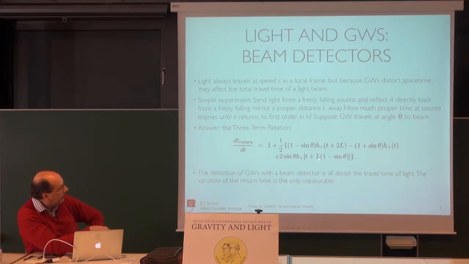It's L times, L is the path length of the light, the distance out to your reflector, and this is 1 minus sine theta that comes in, and we'll talk a little bit about that. But that's an intermediate time. So there's three terms in here. That's why it's called a three-term relation. It's not like it's a continuous time history of h. It's just three times, three different points in the evolution of that waveform that affect the return time.